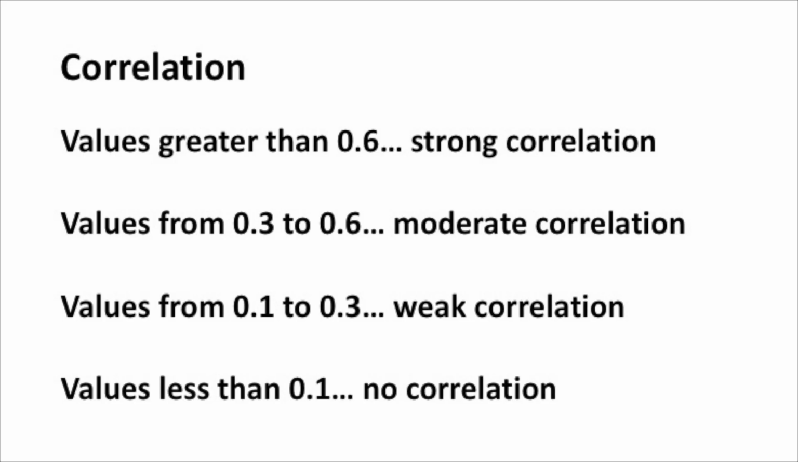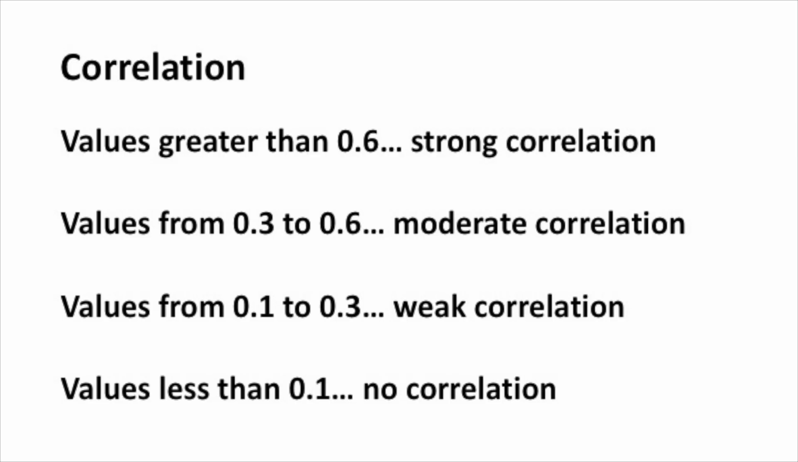When I calculate correlation statistics, I like to use the following rules of thumb to characterize the strength of the relationship. If you have a value that's greater than 0.6, in either a positive or negative direction, you have what we'd call a strong correlation. If you have a value between 0.3 and 0.6, again positive or negative, you'd say we have a moderate correlation. A value between 0.1 and 0.3, again positive or negative, you'd say a weak correlation. If you have a value less than 0.1, either positive or negative, you would say that there's no correlation between the variables.